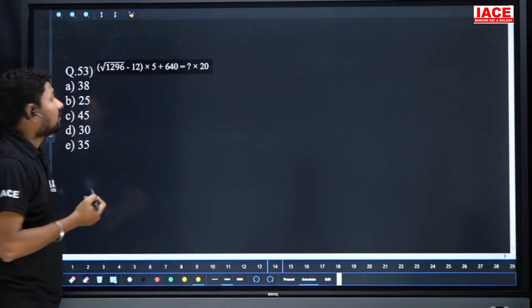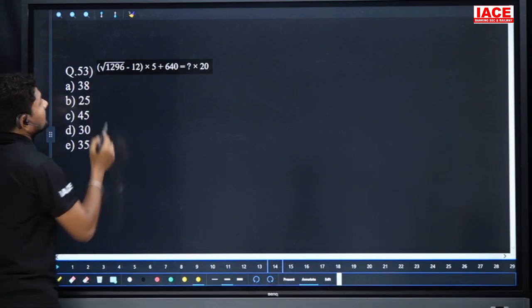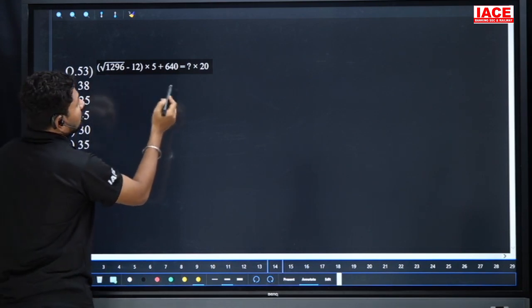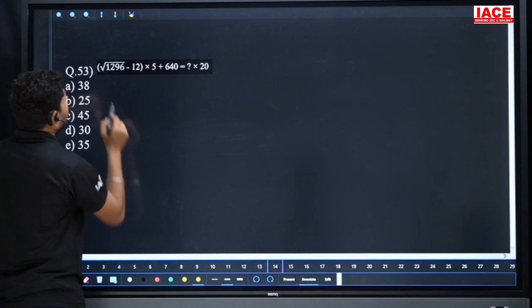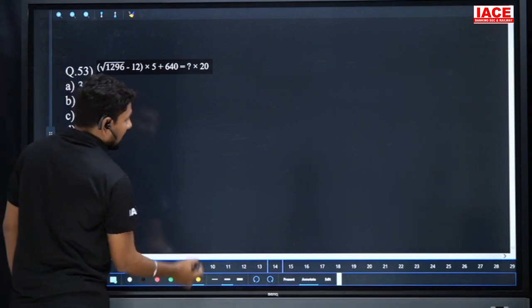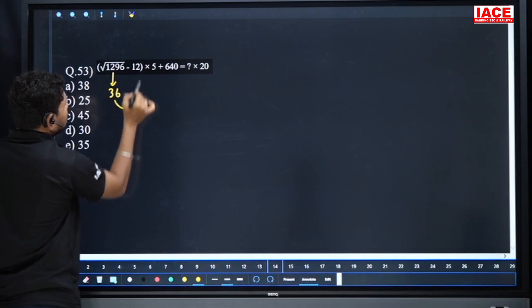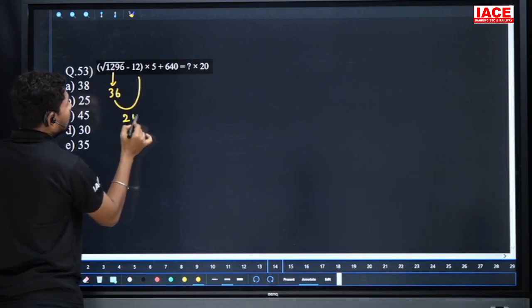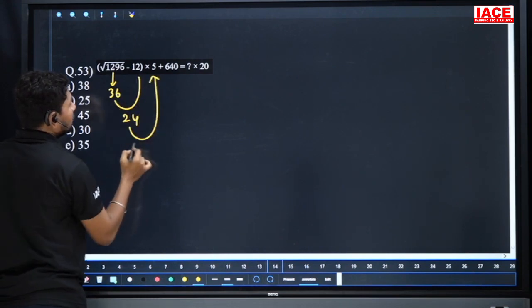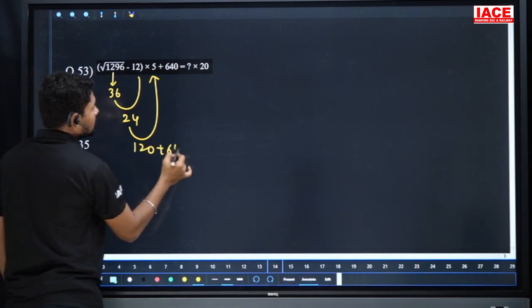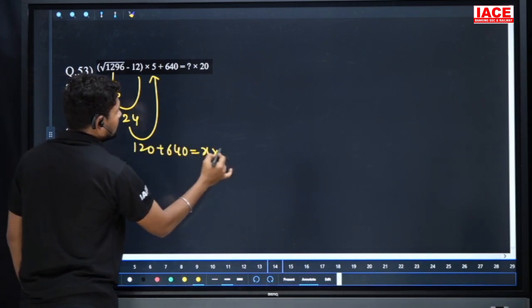Next question we have 53. Root of 1296 minus 12 into 5 plus 640 is equal to x into 20. Root of 1296 value is 36. From 36, 12 will be removed, we get 24. The 24 will be multiplied by 5, it is 120. 120 plus 640 which is equal to x into 20.